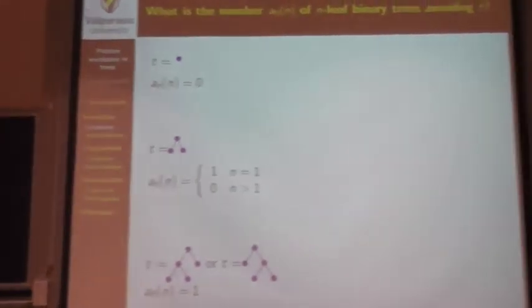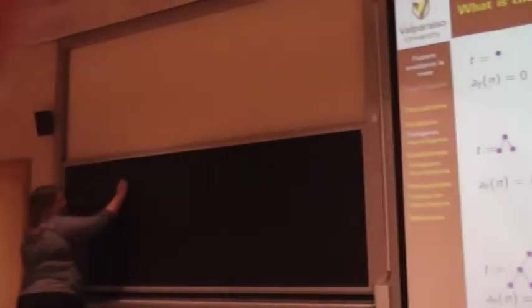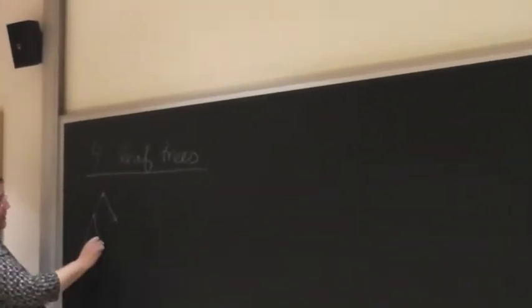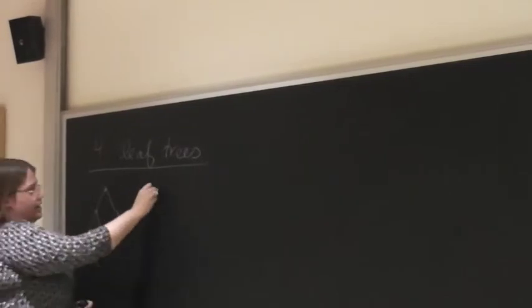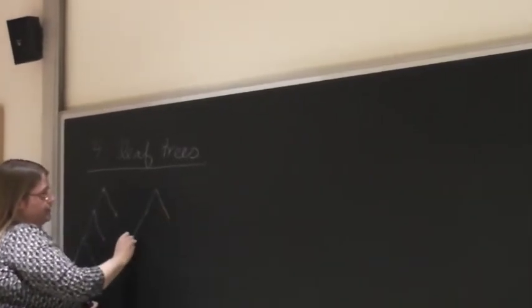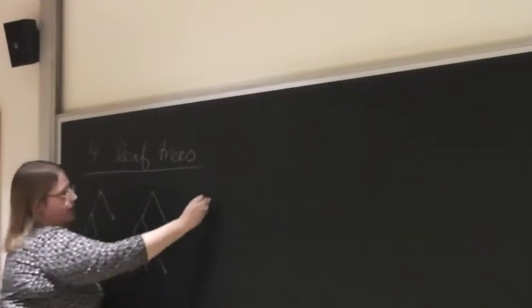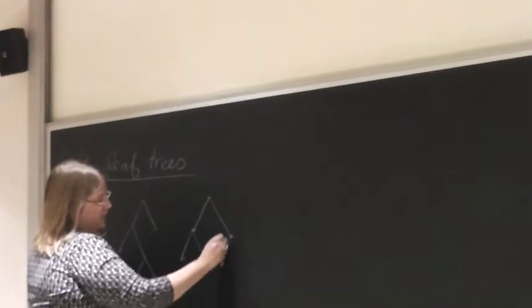So, how many 4-leaf trees are there? Catalan, so what's the next Catalan number? 5. 5. So let's see if I can draw them all. We should have the one that always leans to the left, like so. We should have a kind of crooked one that leans to the left and then leans to the right. We should have a very symmetric one that looks like this.